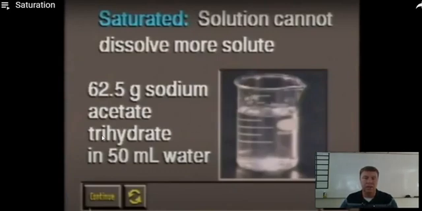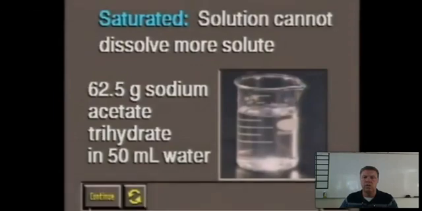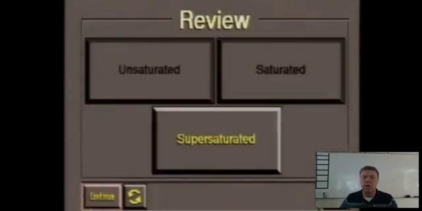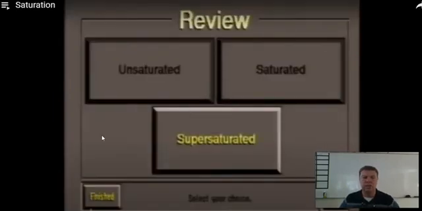It's saturated. Then there's this word we're not used to seeing. In this case, it's called supersaturated. Now, supersaturated has a very different meaning, and so I want to explain it to you. Supersaturated.